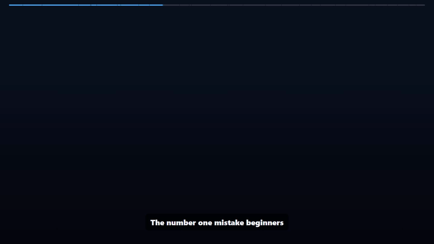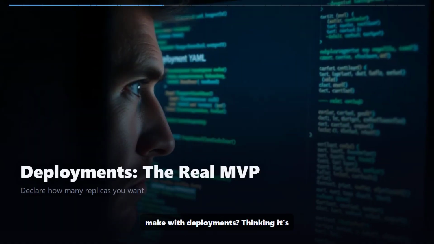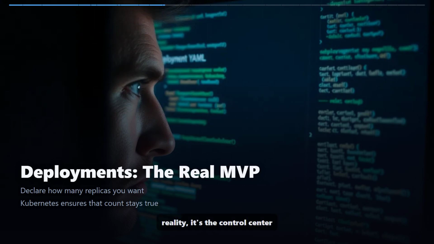The number one mistake beginners make with deployments? Thinking it's just a pod runner. In reality, it's the control center for your whole application's health. And missing that fact breaks production rollouts. A deployment is the object you'll interact with most. You tell it, I want 3 replicas of this pod template, keep them running, and when I change the template, roll it out without downtime.